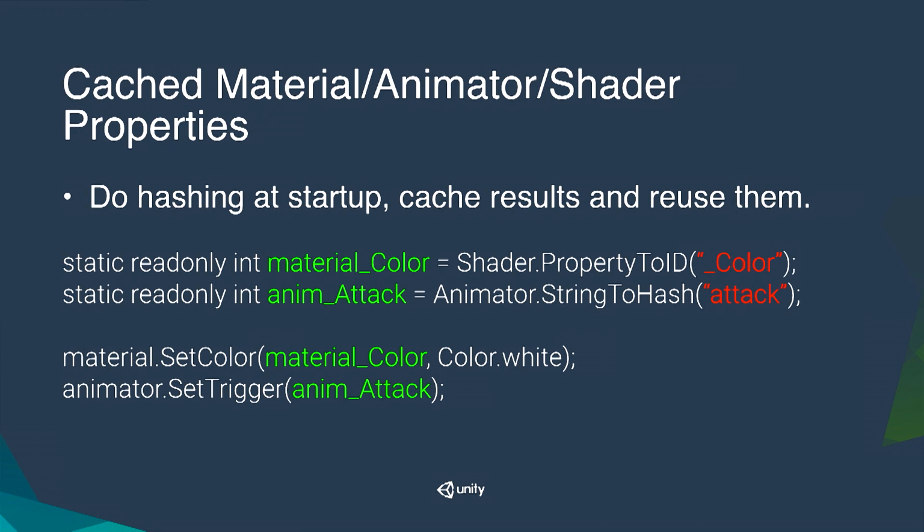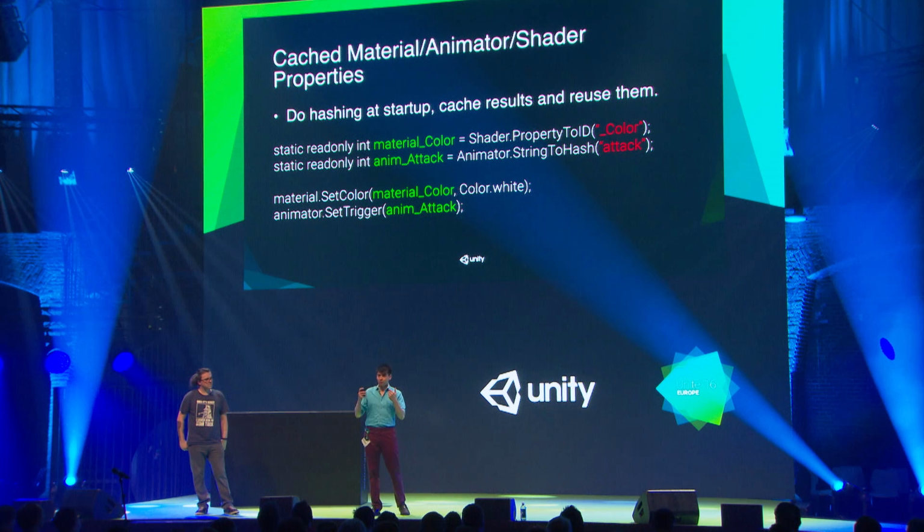Those integer IDs for the properties are deterministic. It's actually safe to call Shader.PropertyToID and Animator.StringToHash at load time. In fact, in a static constructor or in an Awake method. Cache them, put them in a static class somewhere, reuse them over and over again. This is free performance. Please stop doing this.